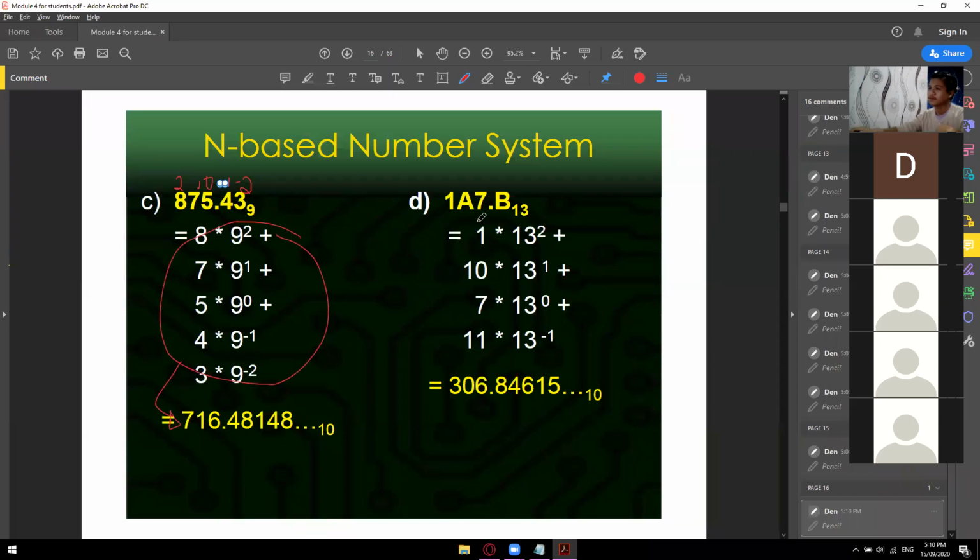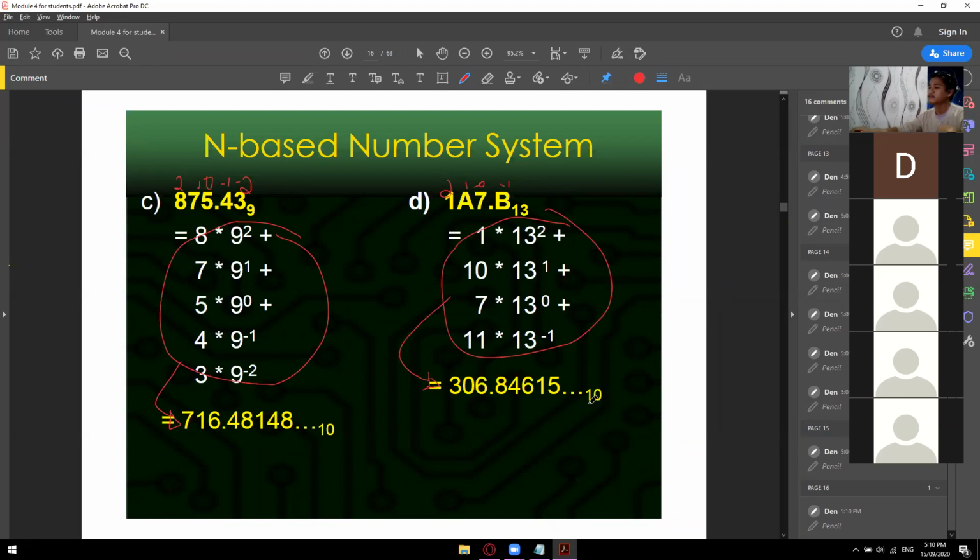Same process with this one. Okay, so letter A is 10, letter B is 11. This one is raised to negative 1, 0, 1, and then 2. Okay, so we have a power up to 1, 0, and then negative 1. 2, 1, 0, and then negative 1. And then, so I think alam nyo na to, lahat yan i-multiply nyo by 13 since yun yung base natin. Okay, and then just add everything and then you will get this one.